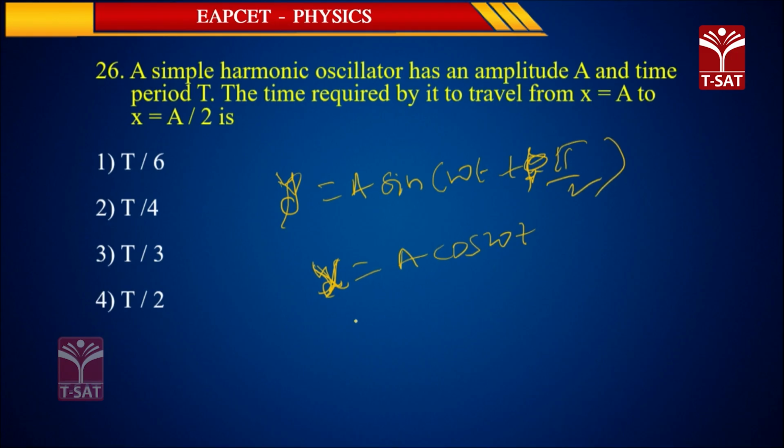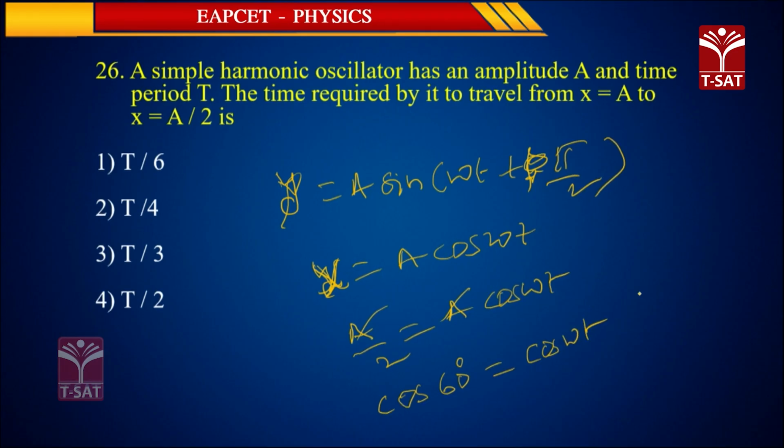Therefore, here A by 2. Suppose here the value is, we are taking A by 2. A by 2 is equal to A cos omega t. Here A gets cancelled. Okay, this is 1 by 2. Here 1 by 2 you can write as cos 60. Okay, children, cos 60 is equal to 1 by 2. That is equal to cos omega t. You can also write that as cos pi by 3. Pi by 3 means 180 by 3, children. 180 by 3 means 60 degrees.